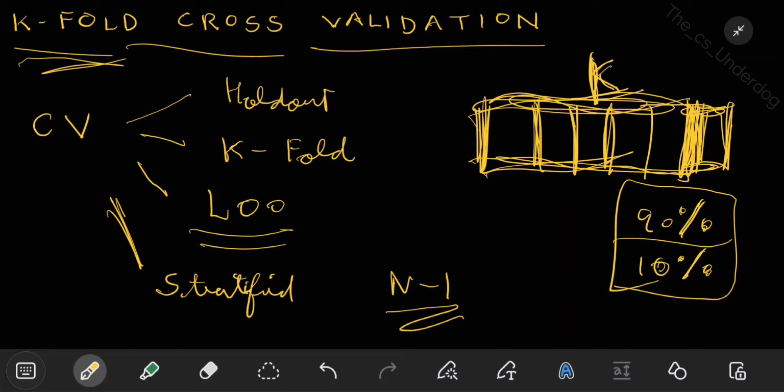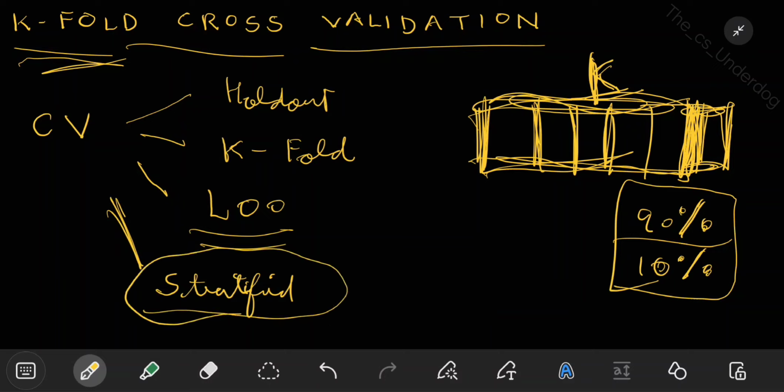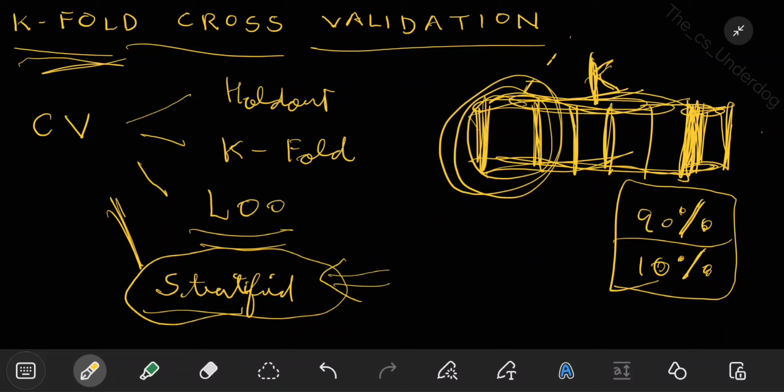But this is actually biased data. In order to avoid that, in stratified cross validation, you ensure that each of your folds has the same class distribution as the original data set. That is, the ratio of classes present in each of your k folds should be the same as that of the original data. So this gives you a bit more balanced analysis. So the different types are holdout, k-fold, leave one out, in which you take k equal to n, and then stratified, in which your distribution of data is the same in all the k folds.